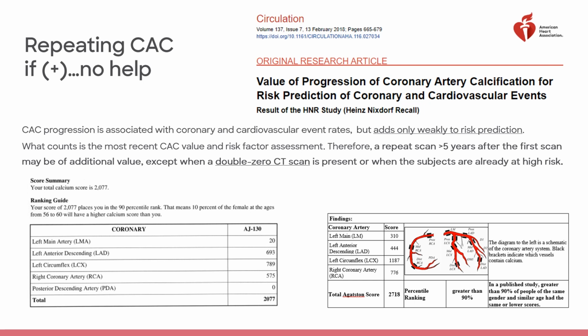And so if your first score is 1, if you scan again in a year or 2 years, it's going to be higher than 1. It's going to be 10 or 100. If you wait several years, it's going to be much higher. But seeing that score go up doesn't really give us as cardiologists any additional information on how to treat it.